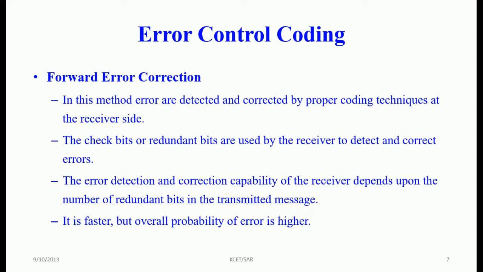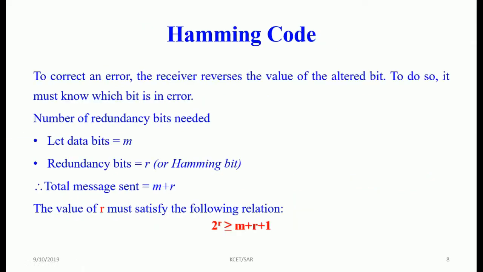The error detection and correction capability of the receiver depends upon the number of redundant bits in the transmitted message. It is faster, and the overall probability of error detection is higher. One of the forward error correction techniques is the Hamming code. It can detect a single bit error. In this Hamming code, the redundant bits are added on the transmitter side. How to find the redundant bits? By using this combination: 2 power r greater than or equal to m plus r plus 1. This condition must be satisfied for the redundant bits.